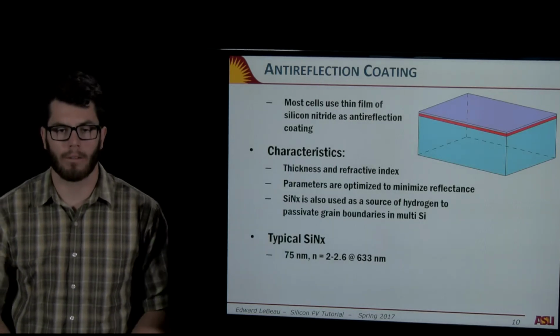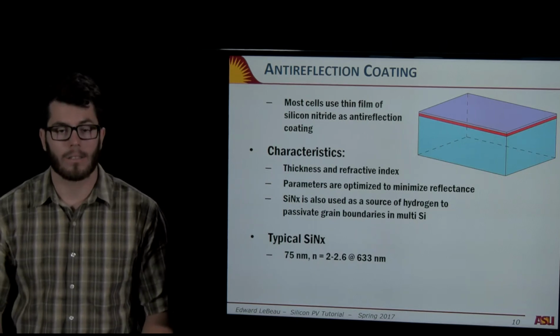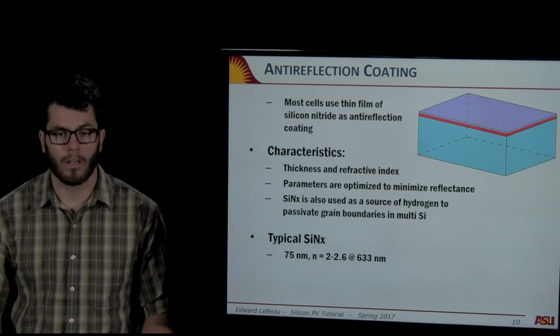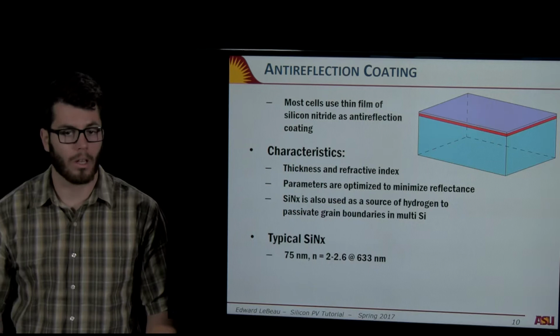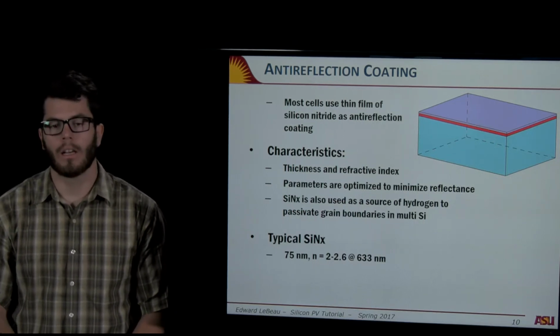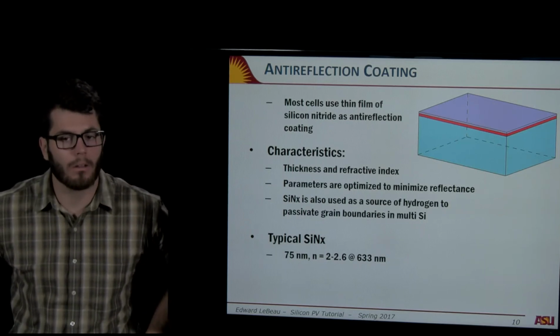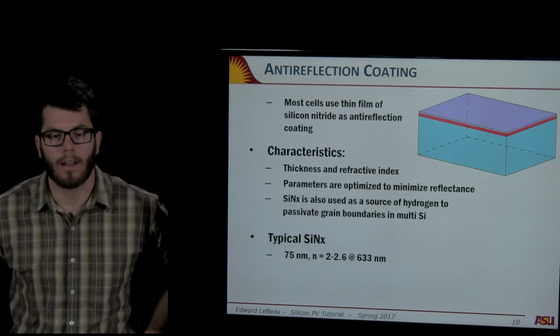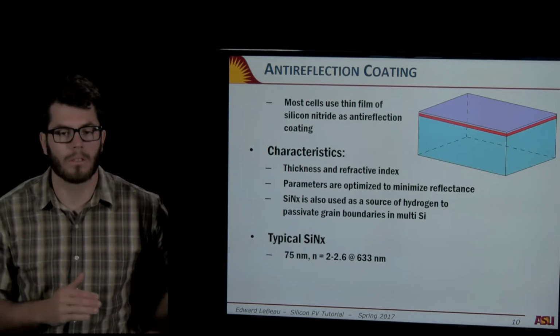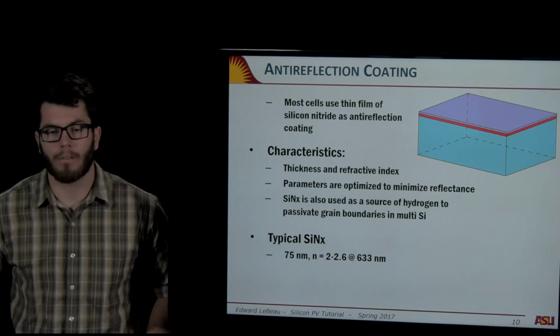So now let's look into the anti-reflective coating. The anti-reflective coating is exactly what it says. It's just an anti-reflective layer right at the front, because you don't want light to bounce off. You want light to go into the wafer. And basically, an anti-reflective coating is about 75 nanometers. You don't want it to be too thick either, because it will absorb some light. And it has an index of refraction of somewhere from 2 to 2.6. And that's your anti-reflective coating.